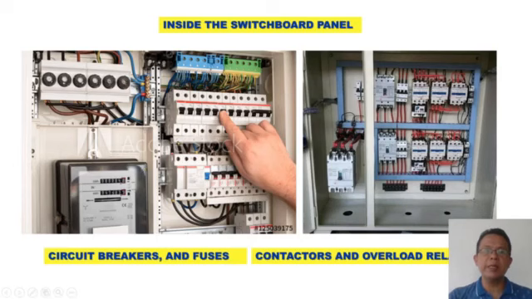Inside the switchboard, it comprises circuit breakers here and fuses. Other industry plants have no fuses, so these are optional. So let's just say that in our plant industry, there are fuses. But of course, we should rely on the circuit breakers. We have here the contactors and the overload relay for the protection of the motor.